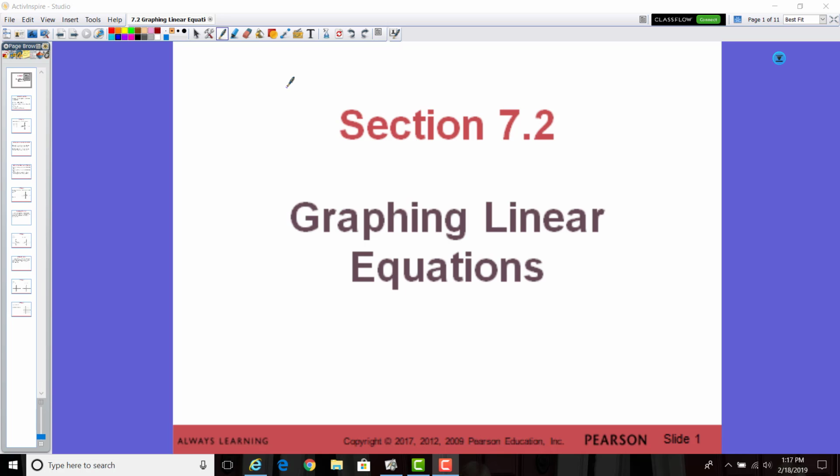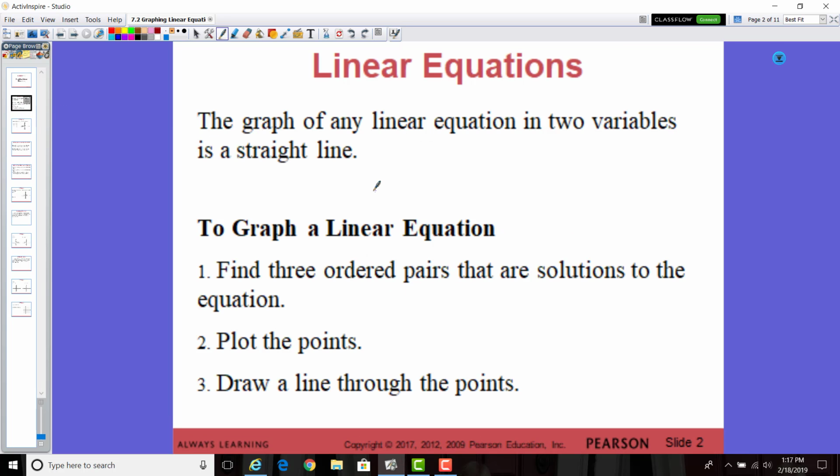This is lecture 7.2 for Math 095. Today we're going to talk about graphing linear equations using the plotting points method and the x and y intercept method. So a linear equation in two variables makes a straight line.